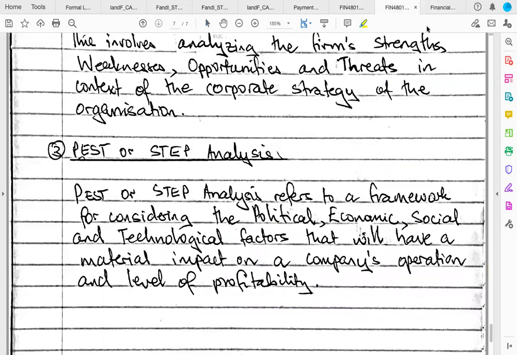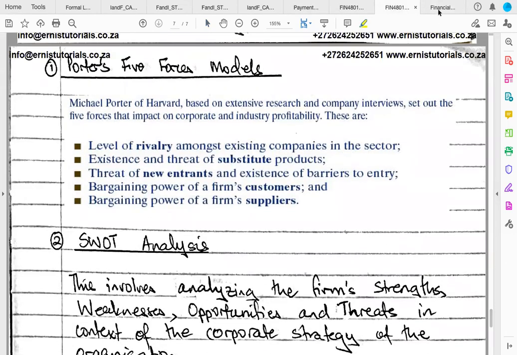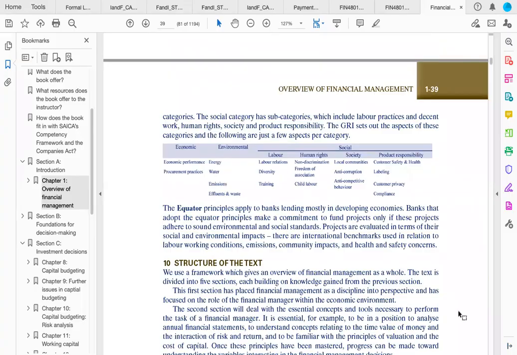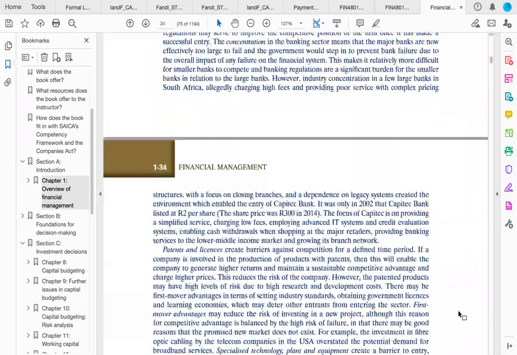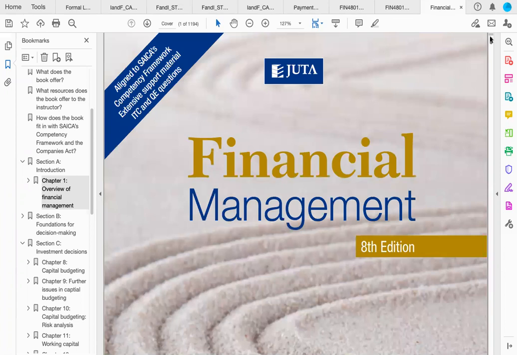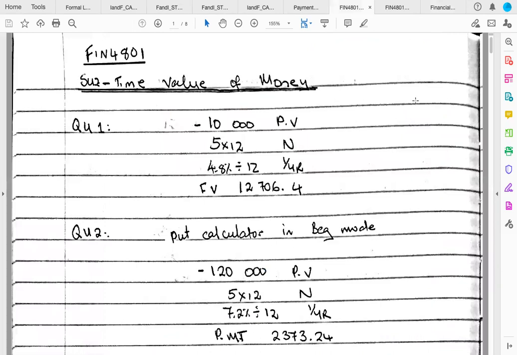So thank you very much for listening. That brings us to an end of study unit 1, which is an overview of financial management. It's a really important study unit. Some of the concepts you might be familiar with from your previous studies, but others might be new to you.